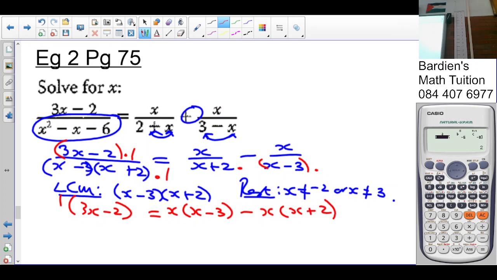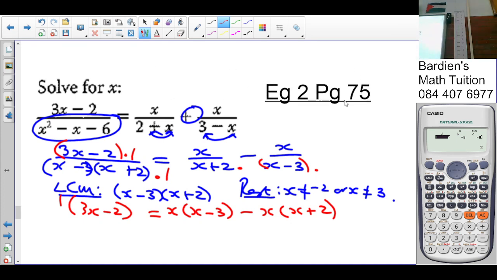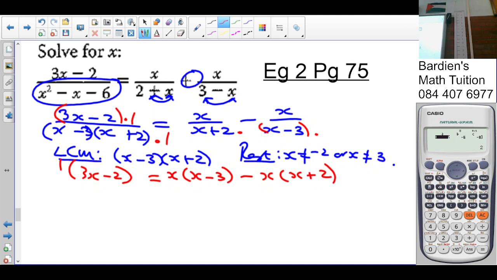Okay. So what do I do now? So what do we get? 3x minus 2 equals x squared minus 3x minus x squared minus 2x. So what do we do now? Simplify. That cancels. So x is one side, number is the other side.